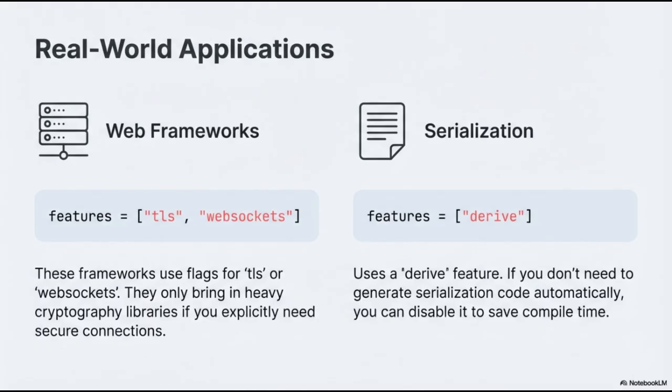Real-world applications of feature flags can be seen in common ecosystems like web frameworks and serialization libraries. In the context of web frameworks, flags such as TLS or WebSockets are used to manage dependencies efficiently. This means heavy cryptography libraries are only brought into your build if you explicitly require secure connections, preventing unnecessary bloat. Similarly, in serialization, a derive feature is often used to automatically generate code for data conversion. If your project doesn't require this automated generation, disabling the feature can significantly save on compile time and keep your development cycle fast and lean.